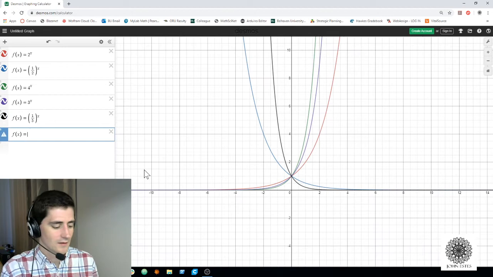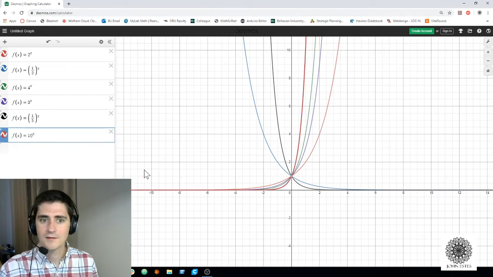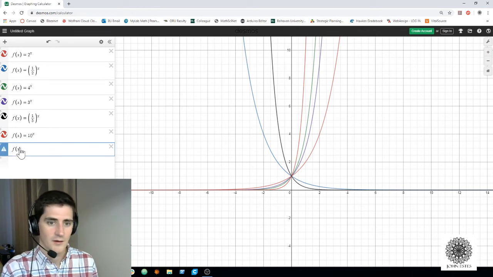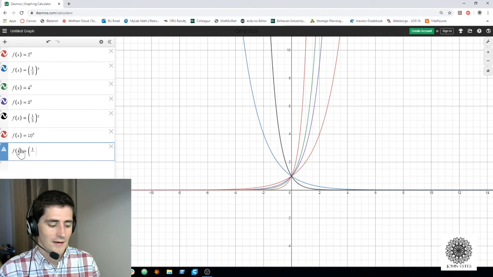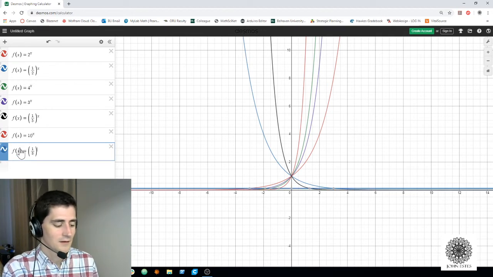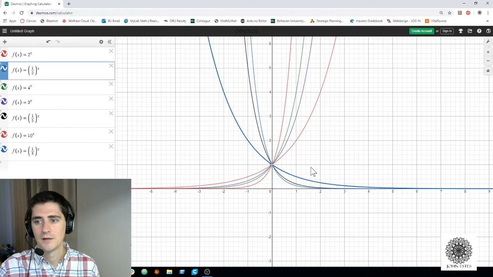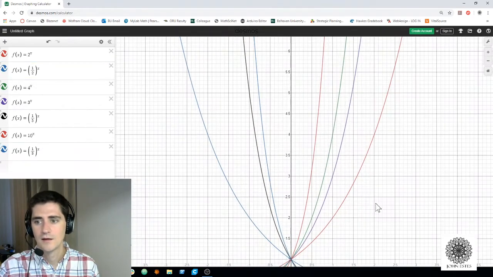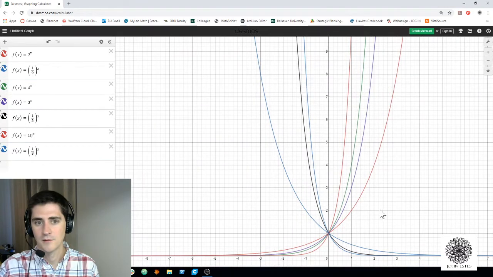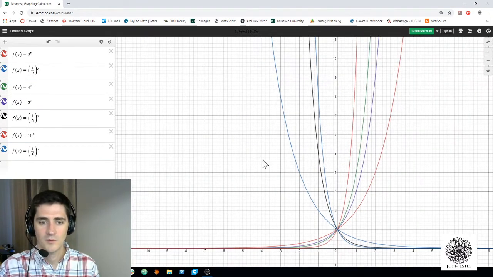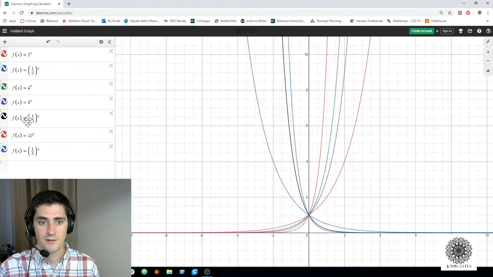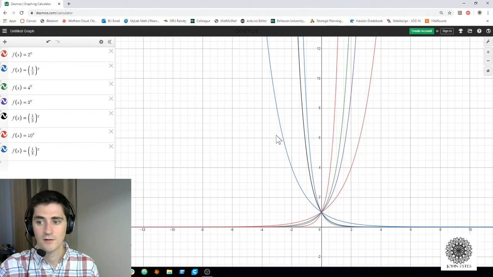And just to give some more, here's 10^x. That's going to go pretty fast. And how about (1/8)^x? And we can keep filling it in. So the bigger our base is, the faster it's going to grow. And in between 0 and 1, the bigger our denominator is, the faster this thing is going to grow.